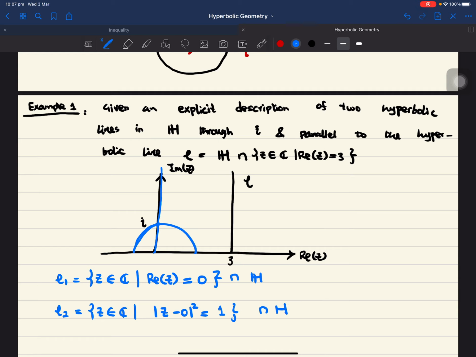Then intercepting the hyperbolic plane. So we have these two hyperbolic lines that are parallel to L.